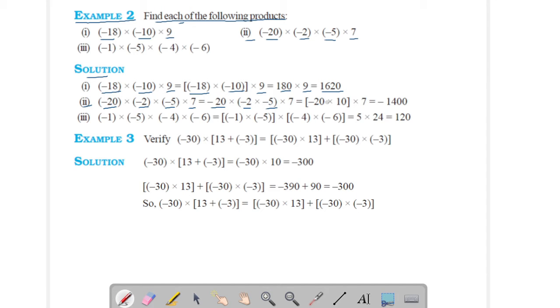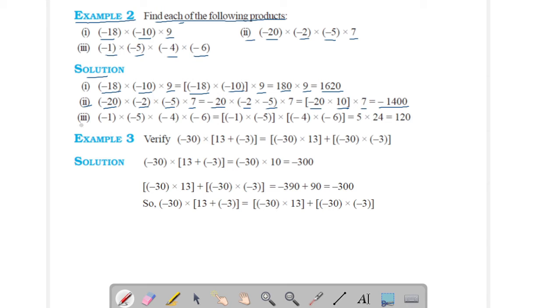It can be written as minus 20 into minus 2 into minus 5 into 7. Here minus 20 into, here minus 2 into minus 5, it is minus 10. So minus 20 into 10 into 7. And if you multiply this, 20 into 10, it is 200. Minus 200 into 7, it is minus 1400. This is your answer. Now, third part, it is minus 1 into minus 5 into minus 4 into minus 6.